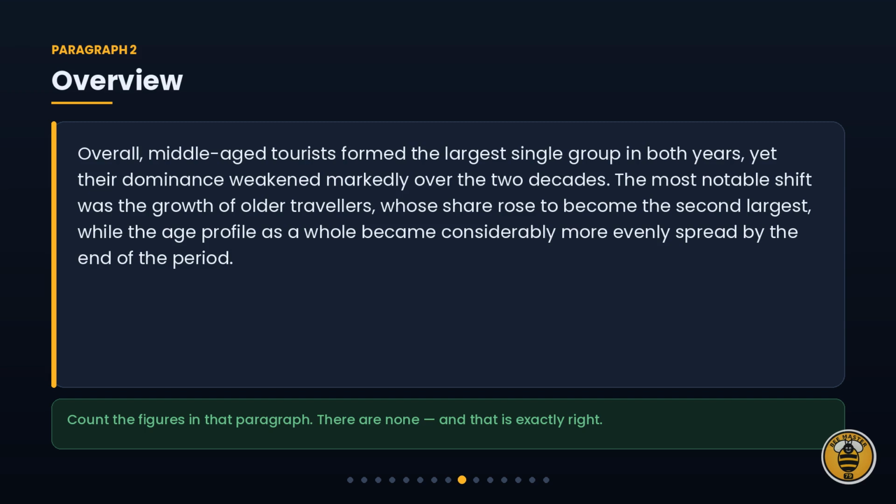Paragraph 2, the overview. Overall, middle-aged tourists formed the largest single group in both years, yet their dominance weakened markedly over the 2 decades. The most notable shift was the growth of older travelers, whose share rose to become the second largest, while the age profile as a whole became considerably more evenly spread by the end of the period. Read that again and count the numbers. There are none. Every claim is comparative.